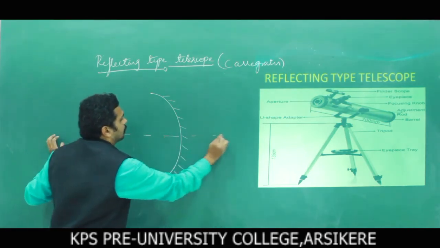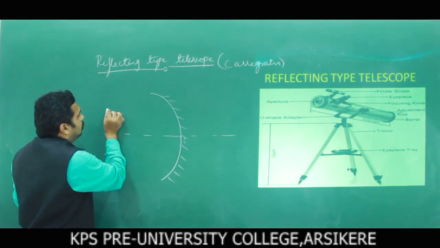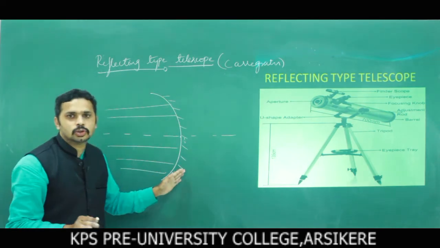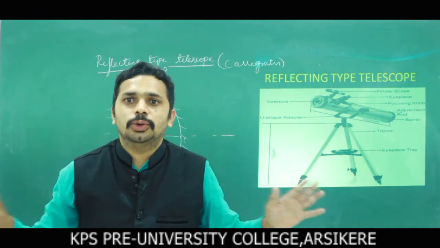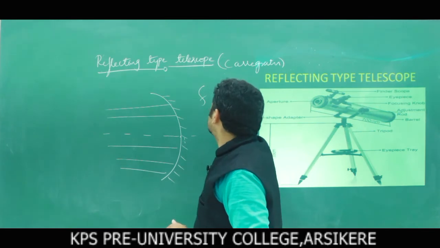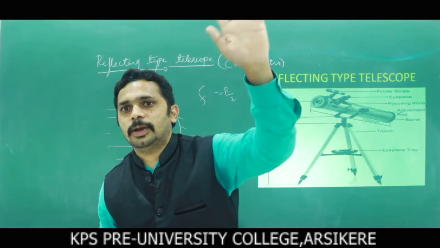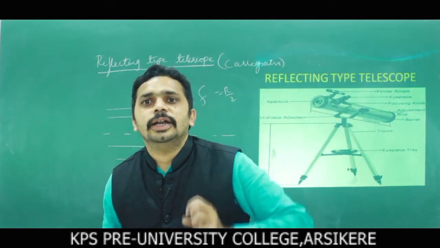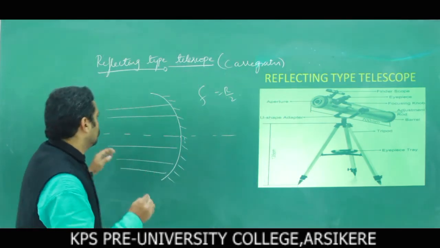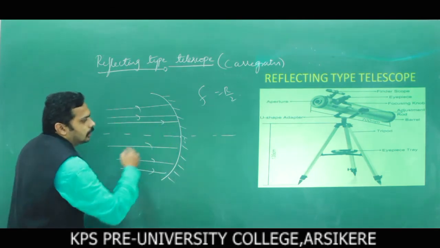Now this is the principal axis, this is the pole, you know that. Now suppose you pass rays of light. Here in mirrors, there is no chromatic aberration, no color defects, because the focal length of the mirror depends on the radius of curvature. But in lenses, the focal length depends upon the wavelength and refractive indices. But here it depends on the radius of curvature. Now you pass the rays of light to the concave spherical mirror.